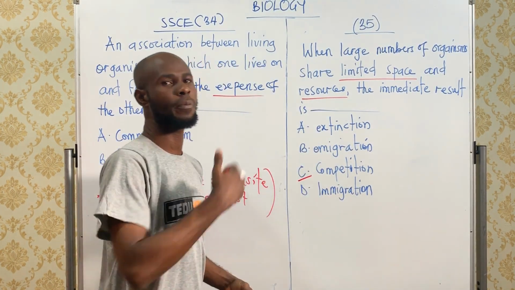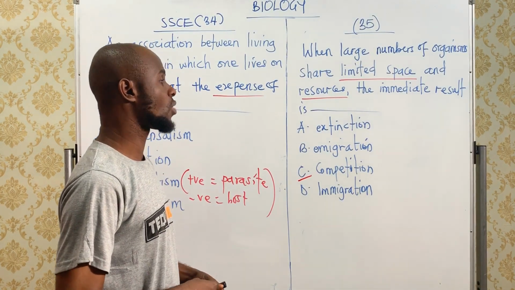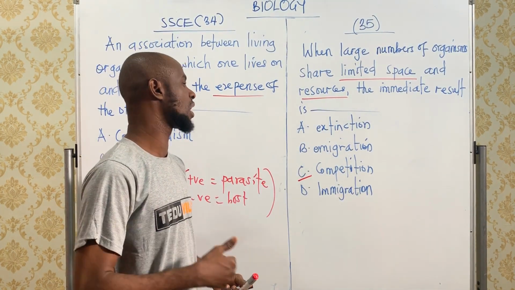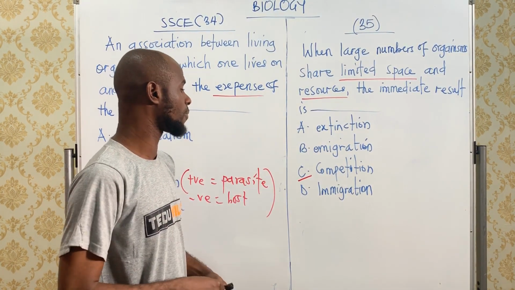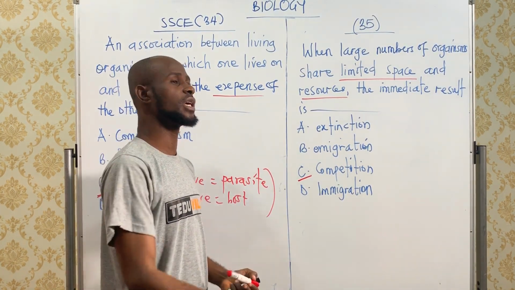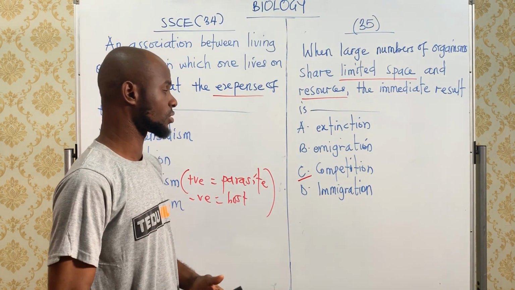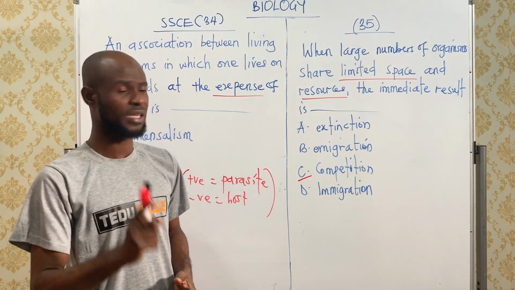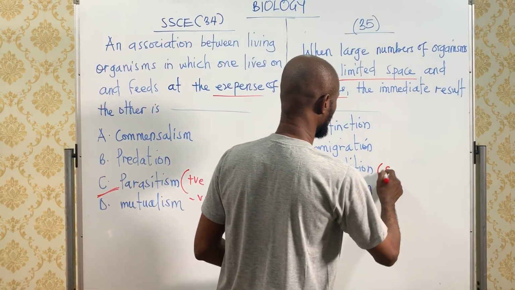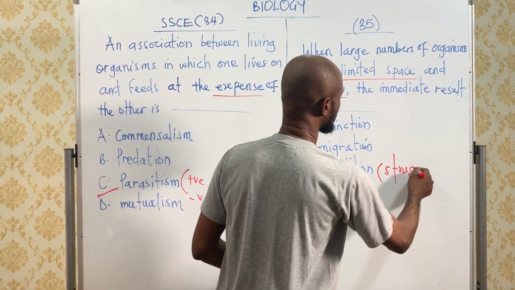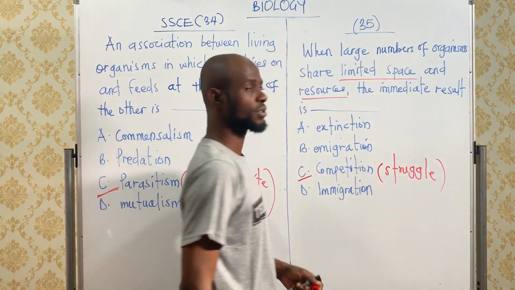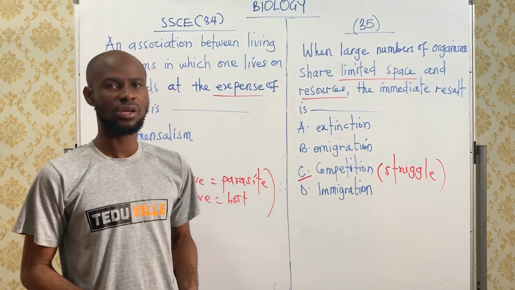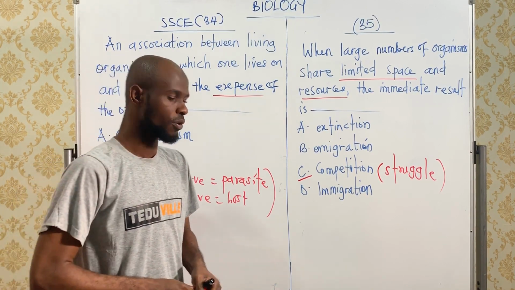Extinction means total wipeout. We cannot have total wipeout of the organism immediately. Then emigration means moving out of the habitat. That is not the first thing that will happen. And immigration means moving into the habitat. So the answer is competition. So what is competition? Competition is defined as the struggle. That's the keyword. As biology students, we have to know the keyword for each definition. So competition is a struggle for limited resources among organisms or between organisms.